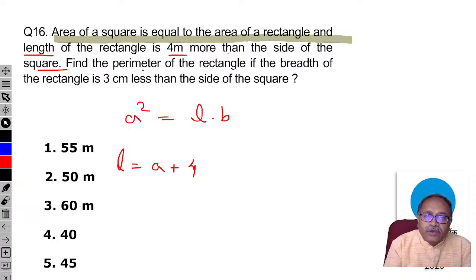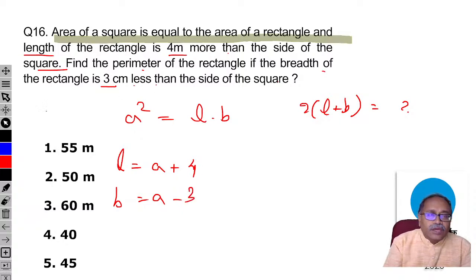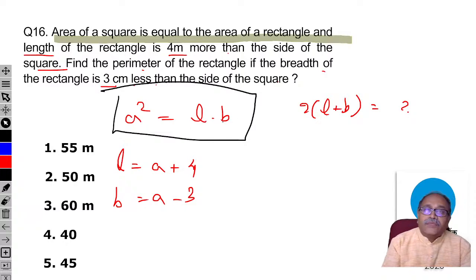Find the perimeter of the rectangle, that is 2 times of L plus B, we have to find out. If the breadth of the rectangle is 3 centimeter less than the side of the square, so the breadth is A minus 3. So this equation is given to us: A square is equal to L minus B.